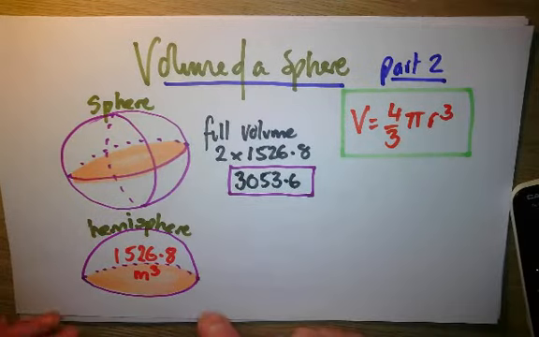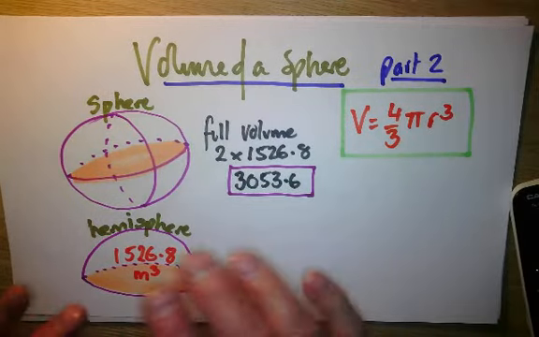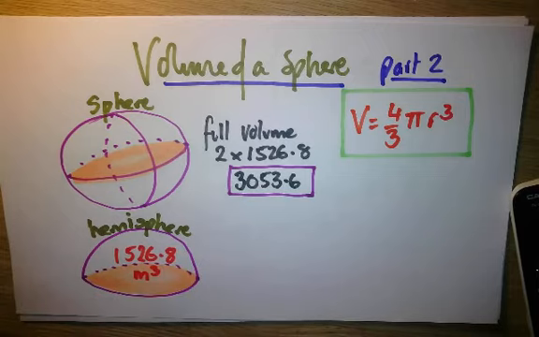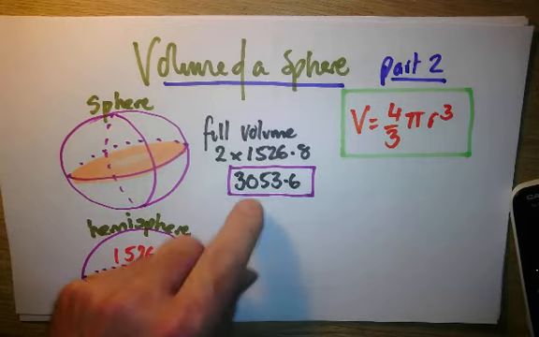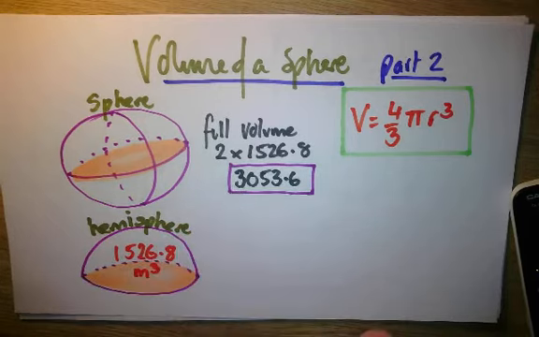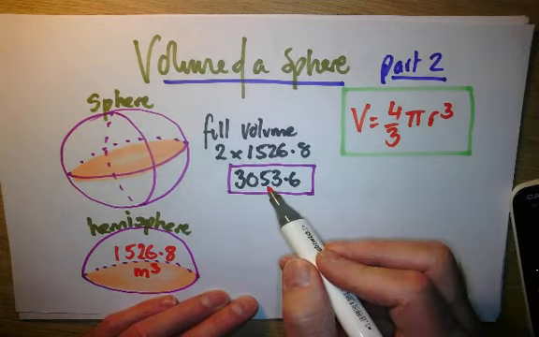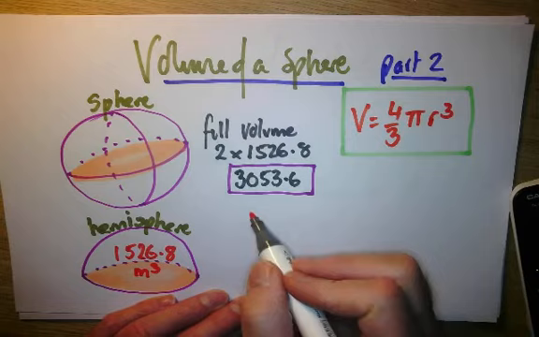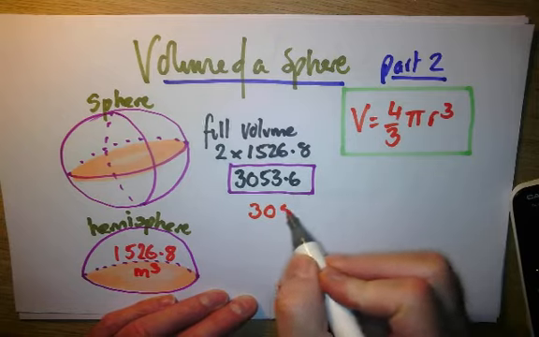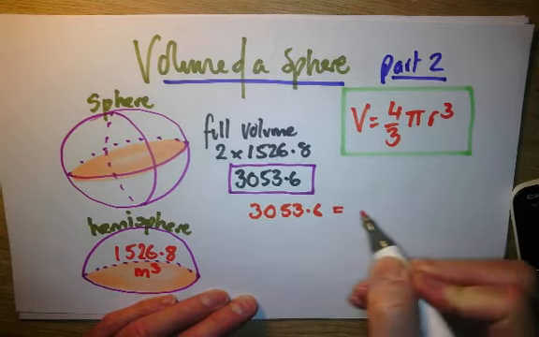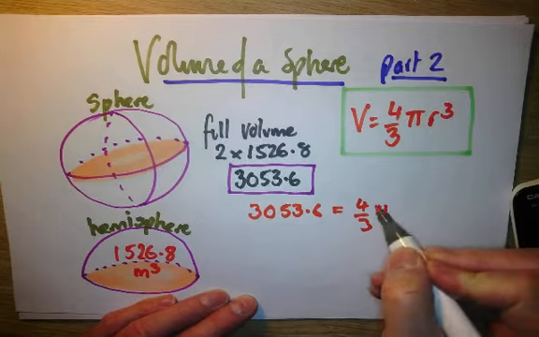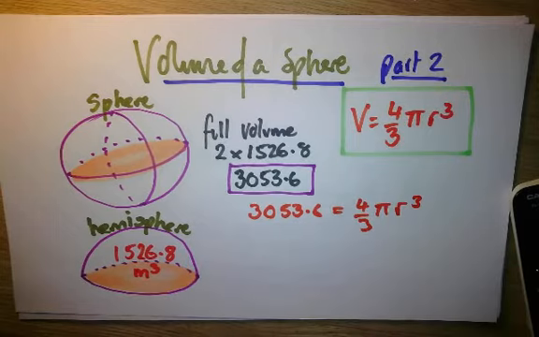Okay. Now, you could have done it a different way, but I think this is nicer because I'm dealing with less fractions. And fractions create friction, and we don't want friction, do we? No, we don't. So, here goes. If I know the volume is that, and I know the formula says this, then this equals that. Meaning, I get 3053.6 equals 4 over 3 pi r cubed.